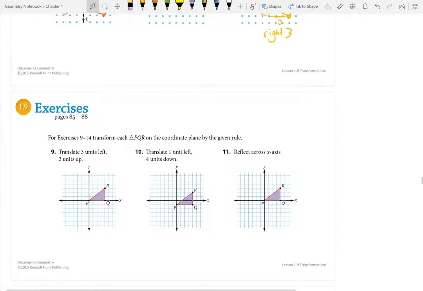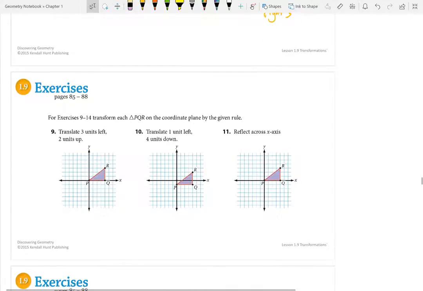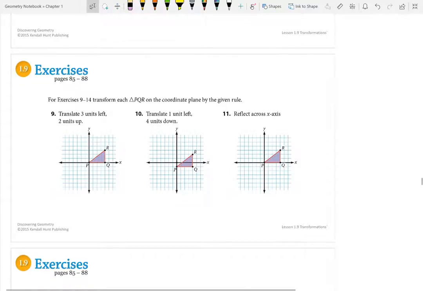With number 9, it says to translate 3 units left and 2 units up. So 3 units to the left, that's 1, 2, 3. We call that P prime. Q, 3 to the left, 1, 2, 3. Call that Q prime. R to the left, 1, 2, 3. Call it R prime. That's what we did for left, but we're also going to move it 2 units up.